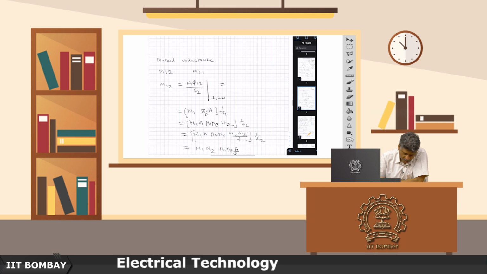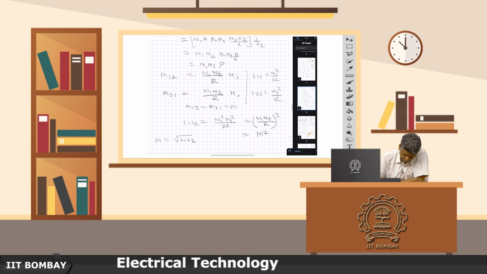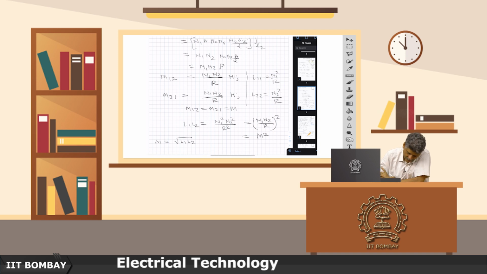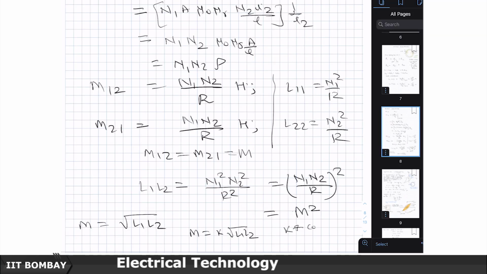So, in such a case we will say that the mutual inductance is given by M equals some k times the square root of L1 L2. K is called the coupling coefficient, and therefore K is less than or equal to 1. In the perfect geometry, with no leakage, K is 1, otherwise K could be 0.9, 0.8.